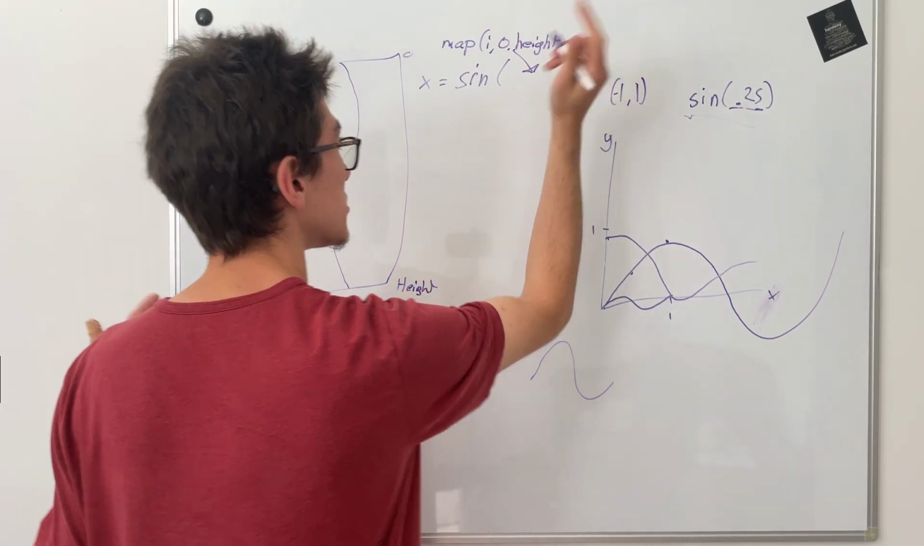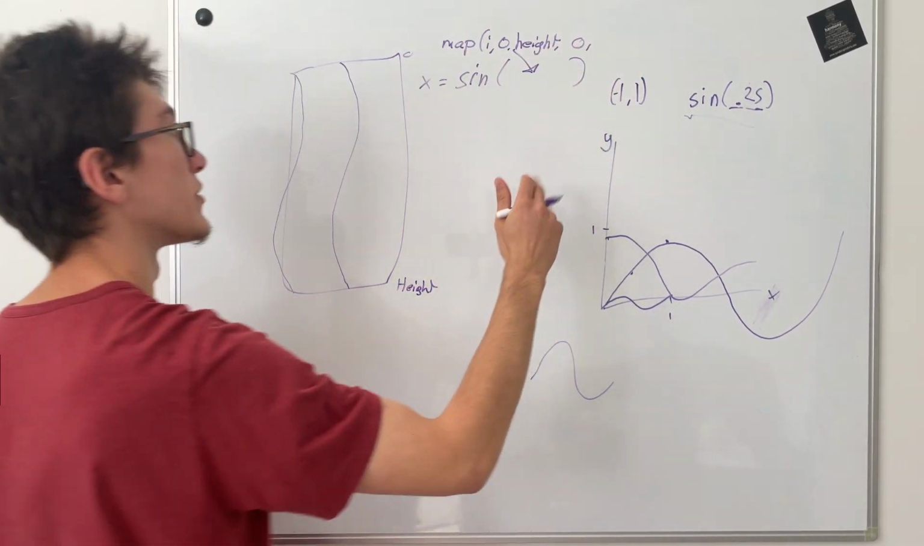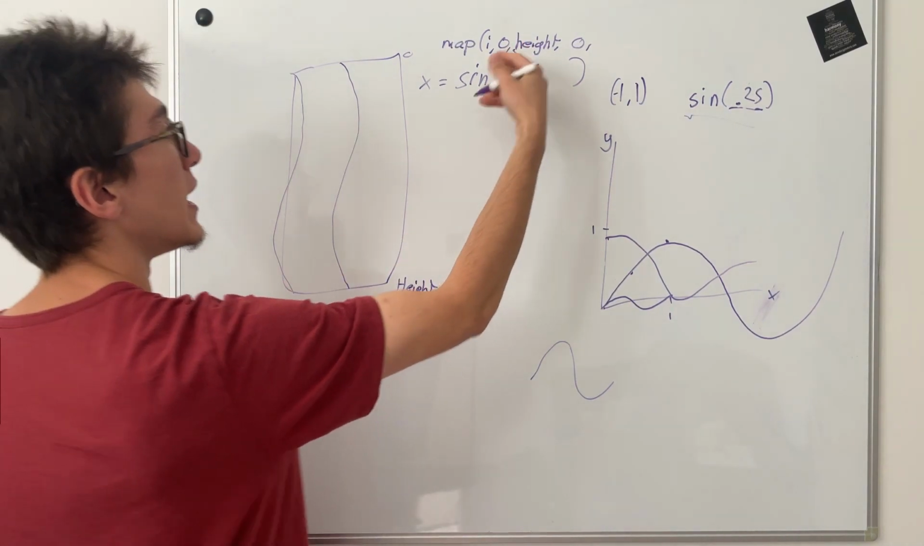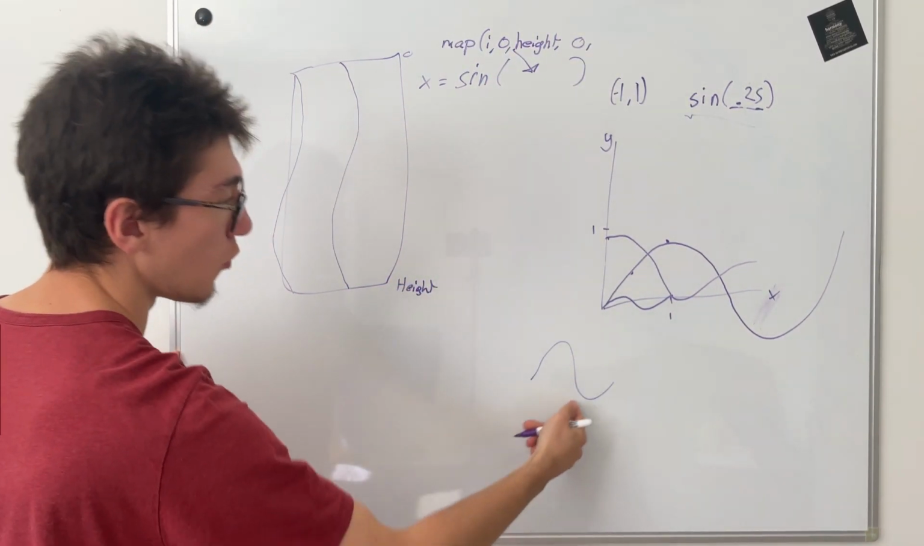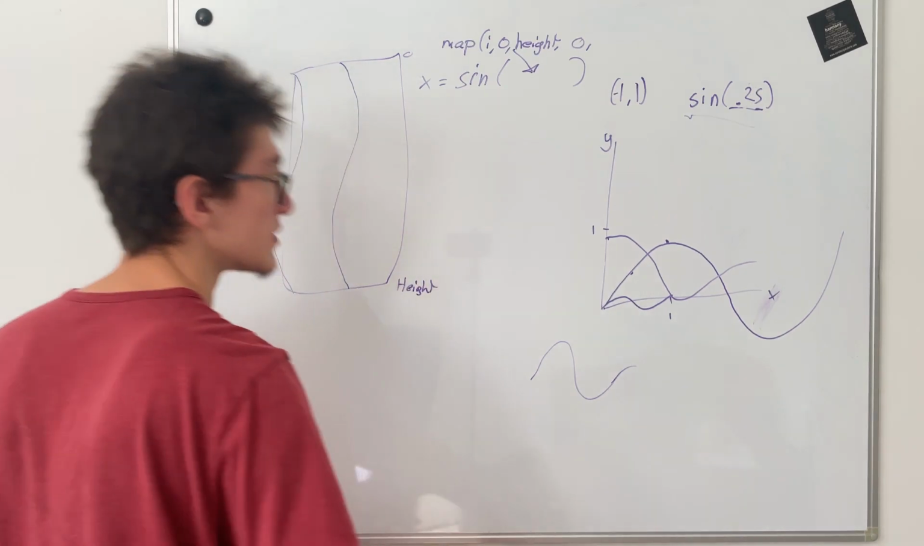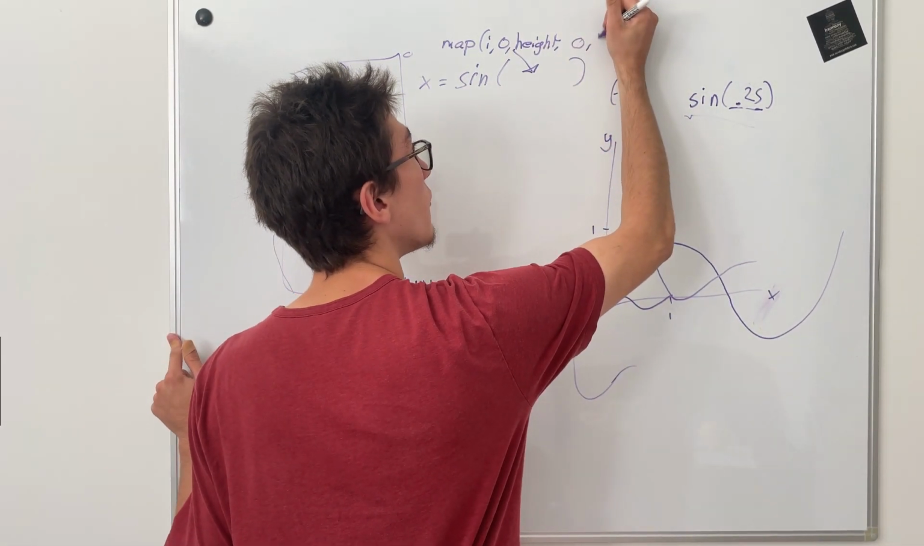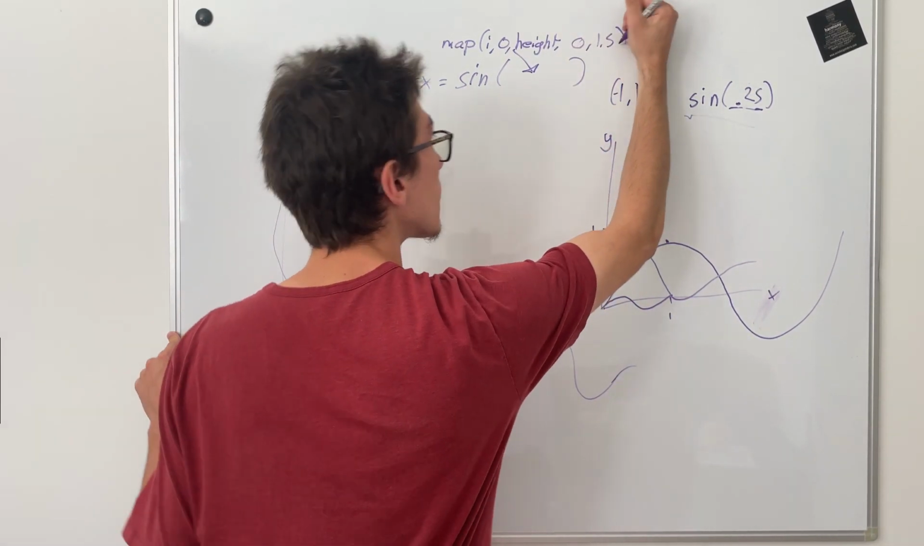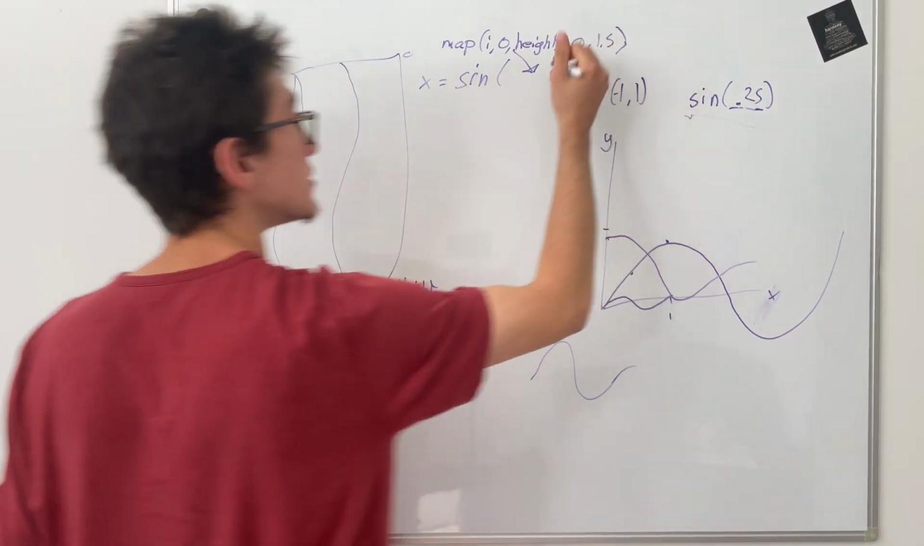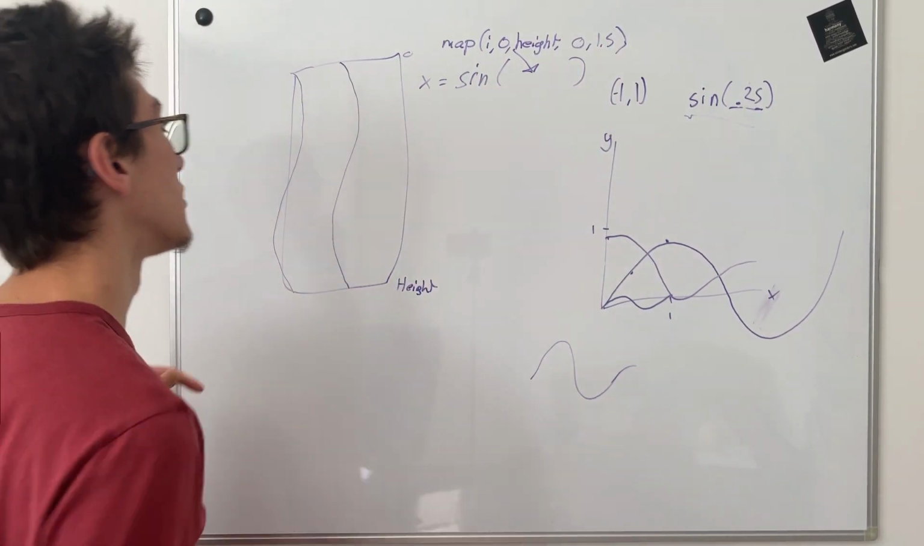But let's just say for the sake of this example that the explanation will start from 0, and let's say we want to map it to 1 or 1.5, so that it does this, right? Maybe 1.5. So this is what will pass to the sine function. It's going to return x.